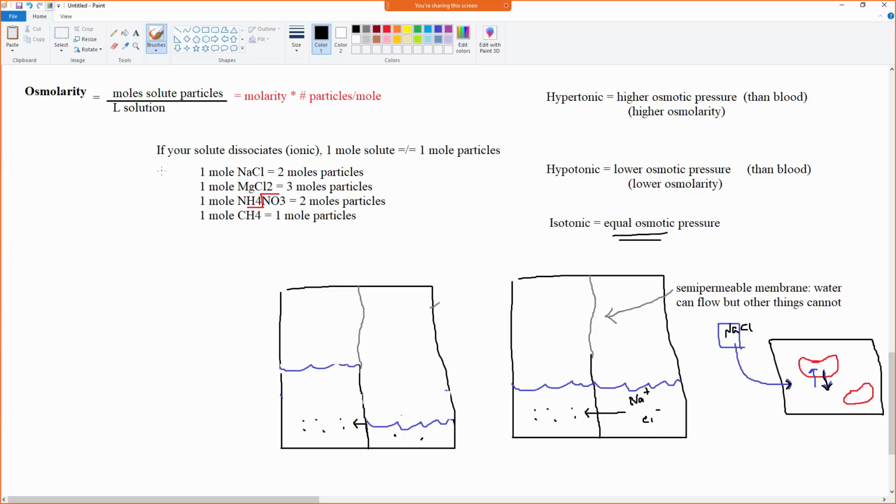So a 1 molar solution of sodium chloride has twice the osmotic pressure of a mole of sugar, because it has twice the particles, and sugar is covalent, so it's not going to separate. So a mole of sugar solution versus a mole of sodium chloride solution, even though it's 1 mole and 1 mole, they're not the same concentration of particles. So they don't exert the same osmotic pressure.